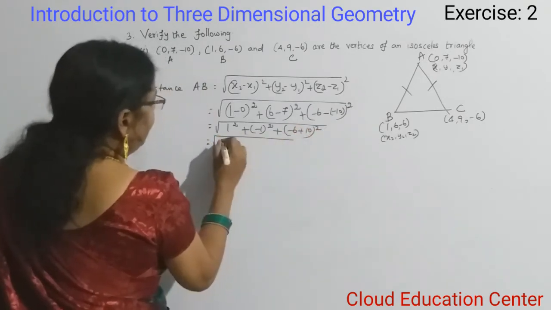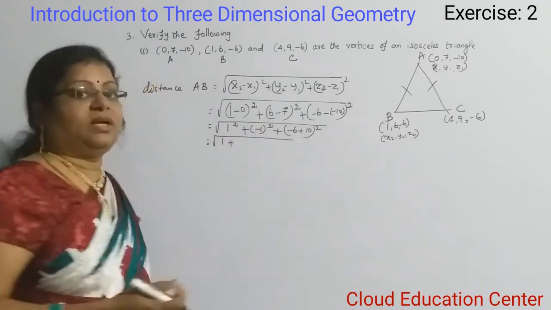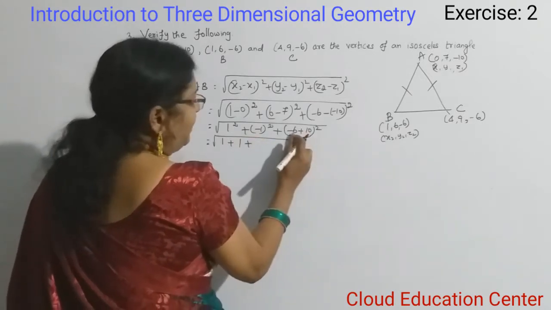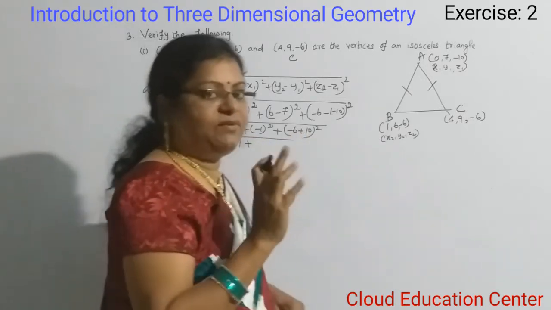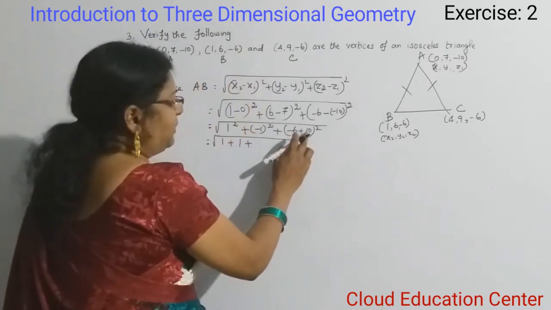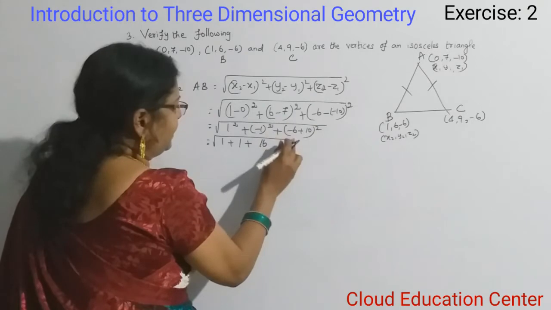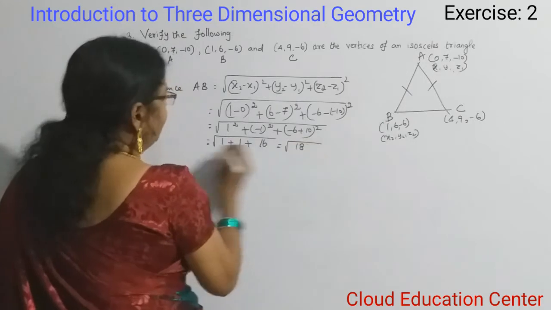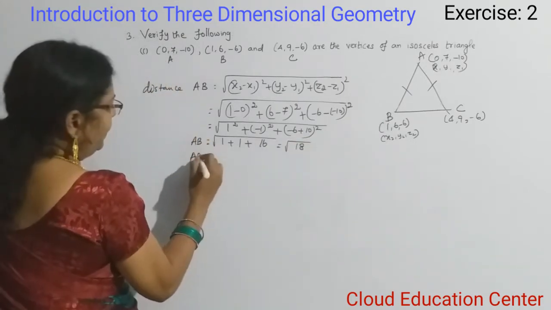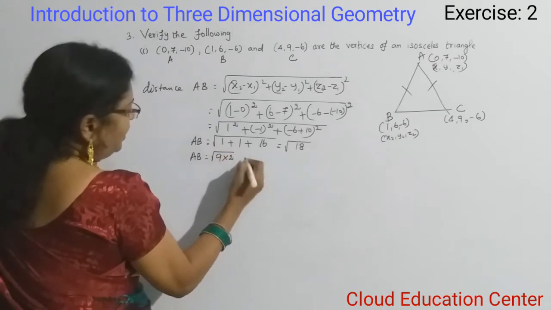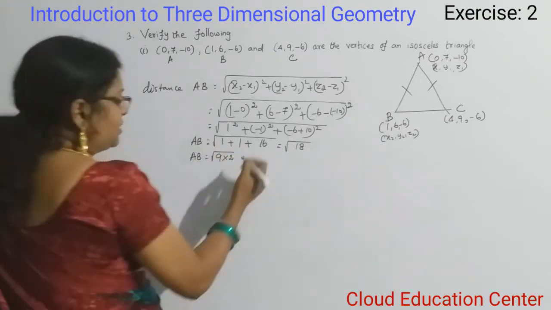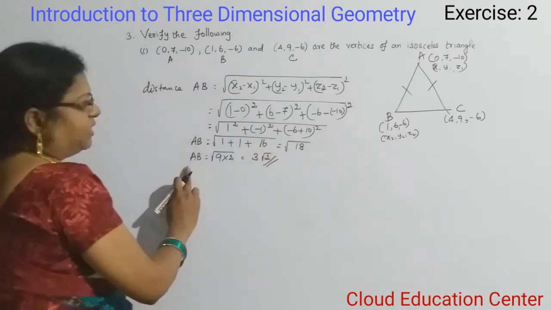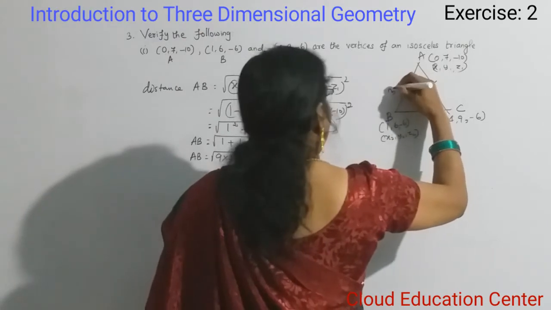So, square root of 1 square is 1, plus, when you square the negative sign, it becomes positive, so we get positive 1. Here minus 6 plus 10: when you have different signs, we have to subtract, and the bigger number's sign is plus. So we will get 4. 4 square is 16. So we get 16 plus 1 plus 1, which is 18. So the square root of 18 is the distance between the AB points. 18 is 9 times 2, so we can take 9 out of the square root as 3, and we get 3 root 2. So AB is 3 root 2.